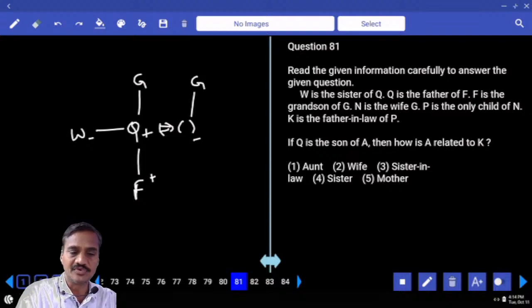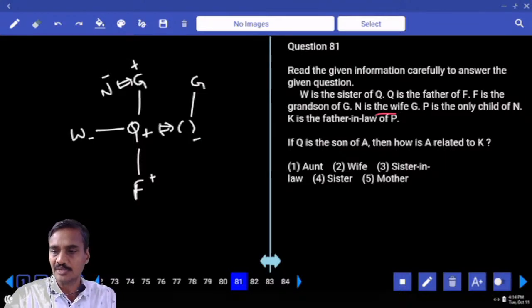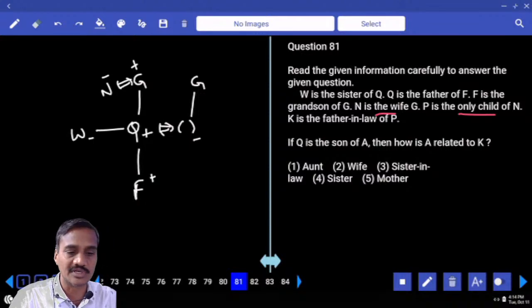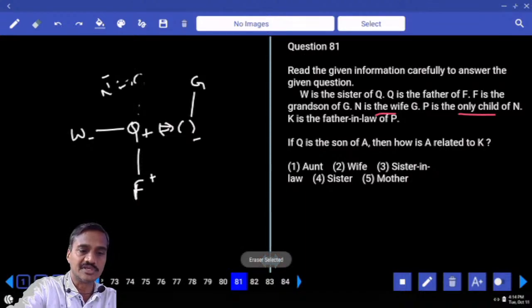Then if you take G at this place, P is the only child, N is the wife of G. N ఇక్కడ రాసుకుందాం, one possibility. N is the wife of G. Then if N is here, P is the only child of N. Is it true? P is having two children, W and Q, which implies that G cannot be at this place. Now follow here. G cannot be here. G is not the parent of Q. Then G is the parent of whom?